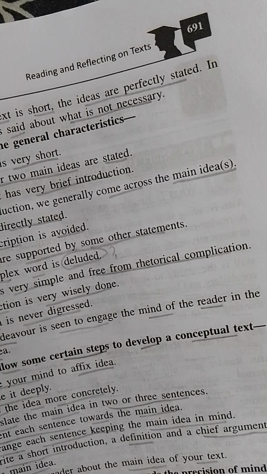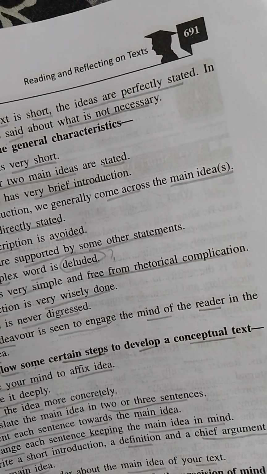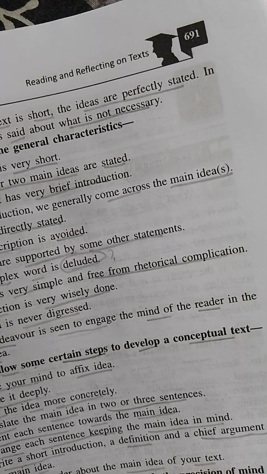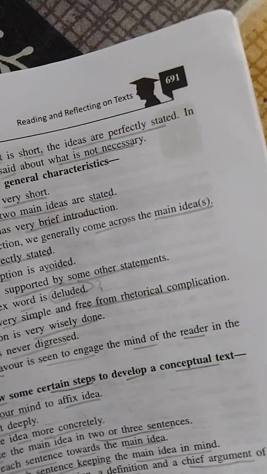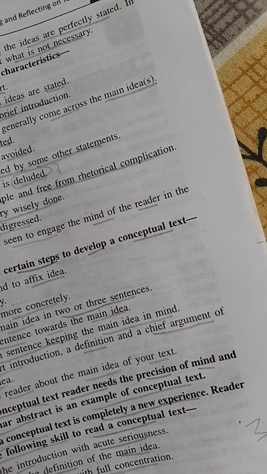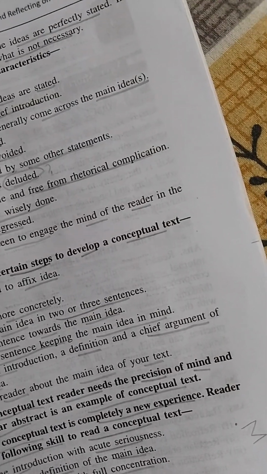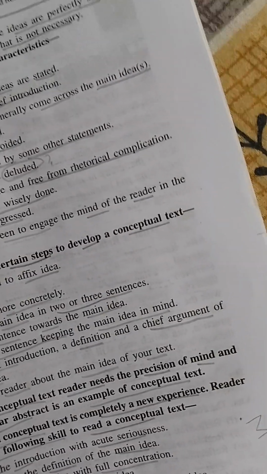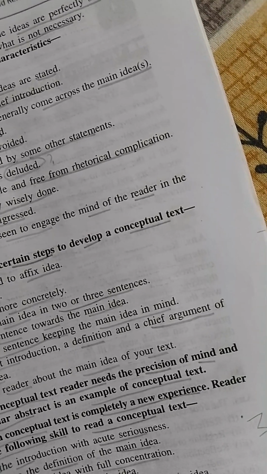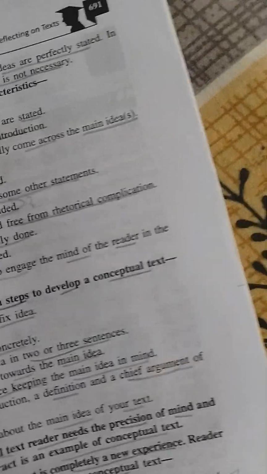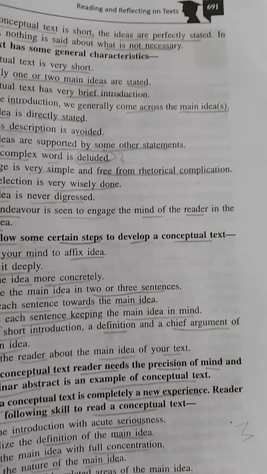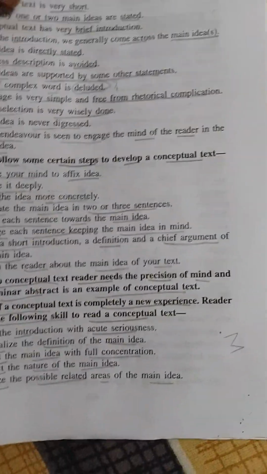To develop conceptual text, the writer needs precision of mind and thinking. A seminar abstract is an example of conceptual text. Reading a conceptual text is completely a new experience. The reader must have the following skills to read conceptual text. Read the introduction with acute seriousness. Internalize the definition of the main idea. Orient the main idea with full concentration. Predict the nature of the main idea. Realize the possible related areas of the main idea.